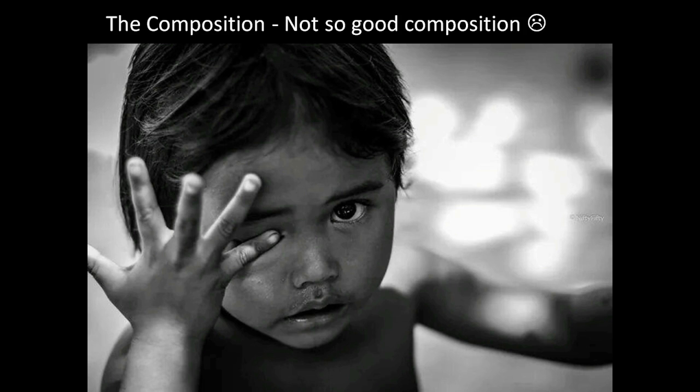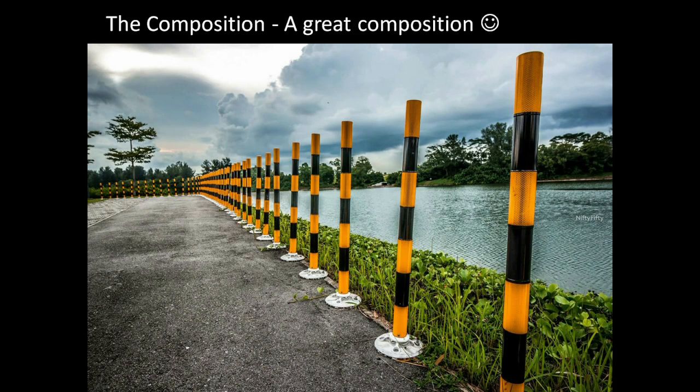Now let me show you an example of a good composition. This is a good composition, or I would say that this is a great composition. I took this photograph recently in Singapore when I was wandering in a park. Now why is this a good composition? Because on the left side there is a road, which is dry, dull and lifeless. Whereas on the right side you have water, which represents life, and you have trees separated by these safety bars in between.